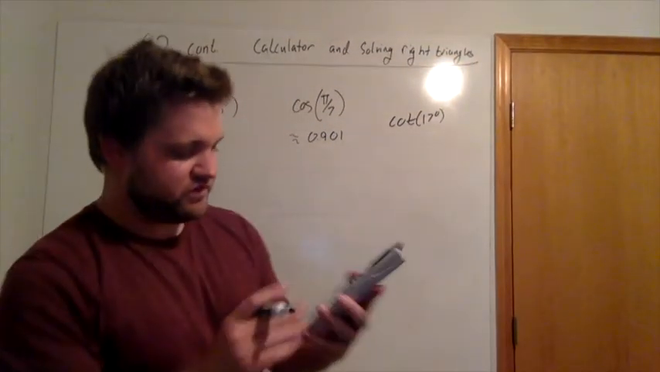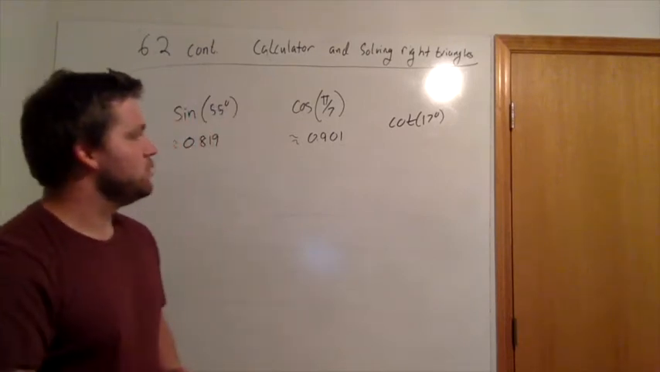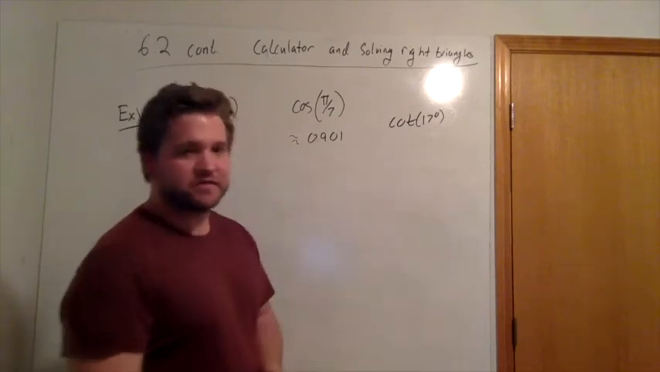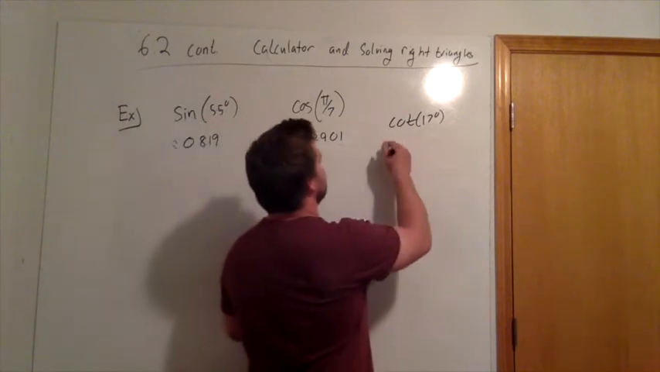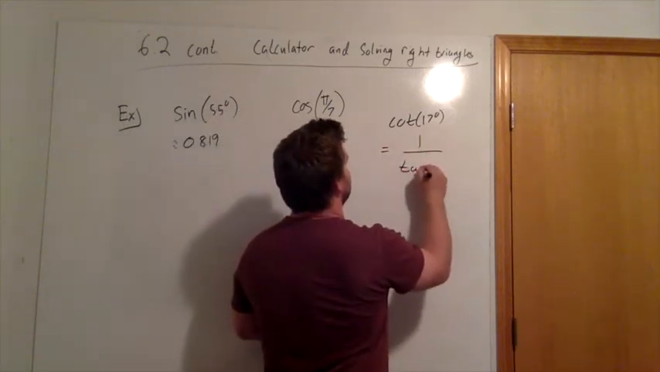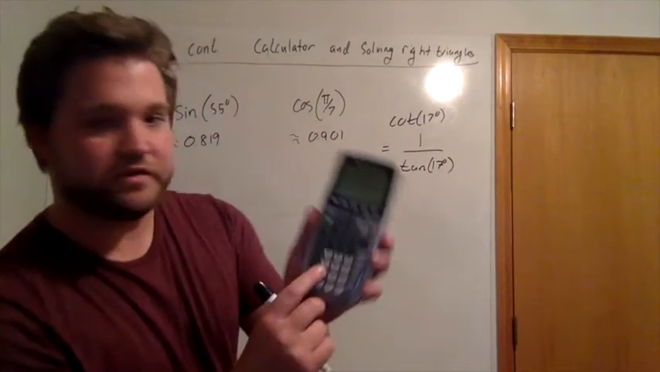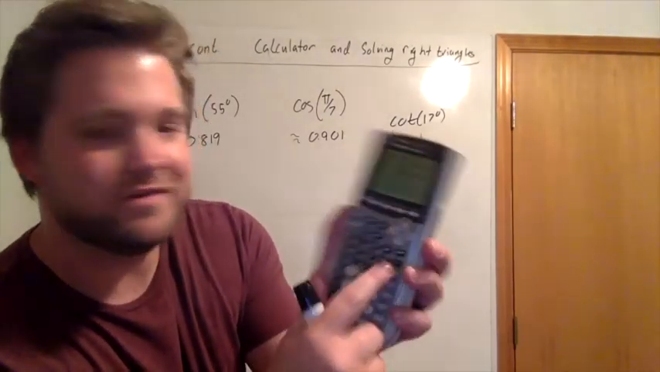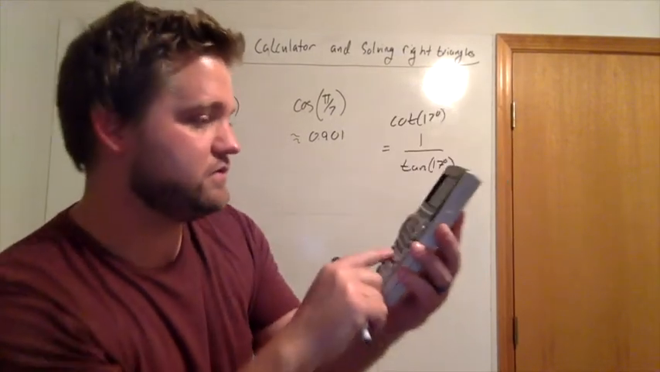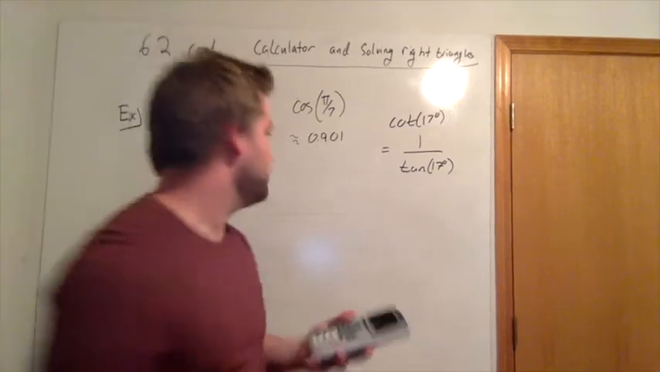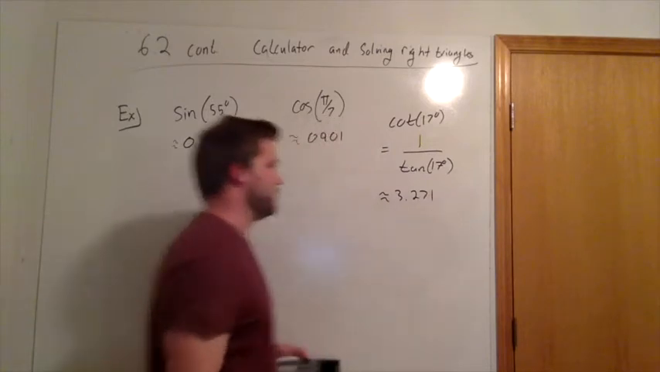But the problem here is notice that your calculator does not have a cotangent button. There's only sine, cosine, and tangent. But remember that cotangent is the reciprocal of tangent. So instead of calculating cotangent of 17 degrees, this is equivalent to 1 over the tangent of 17 degrees, which I can now plug into my calculator. I'll push 1, then divide by the tangent of 17, and hit enter. This is going to be 3.271 if we're rounding to 3 decimal places.